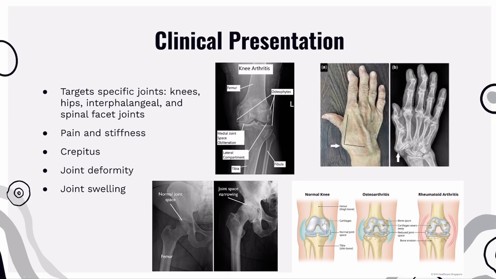As stated before, osteoarthritis targets specific joints such as the knees, hip, interphalangeal joints of the fingers, and spinal facet joints. The clinical presentation of osteoarthritis is pain and stiffness, crepitus, which is defined as a popping, clicking, or crackling sound of the joint due to the bones grinding against each other without cushioning, and joint deformity as seen with the hand from the accumulation of osteophytes, and joint swelling.